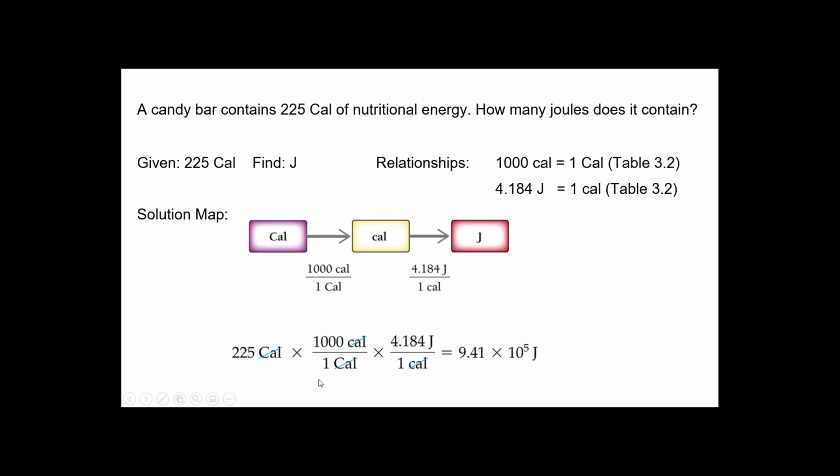We have 225 cals. This is a conversion. We do not use this. This is also exact, so we don't use it. The only thing that will factor in here is this number. So 3 sig figs. In this case, you would have a lot of zeros, or you can write this in scientific notation, which is done here. And this is 9.41 times 10 to the 5th joules. That's it.